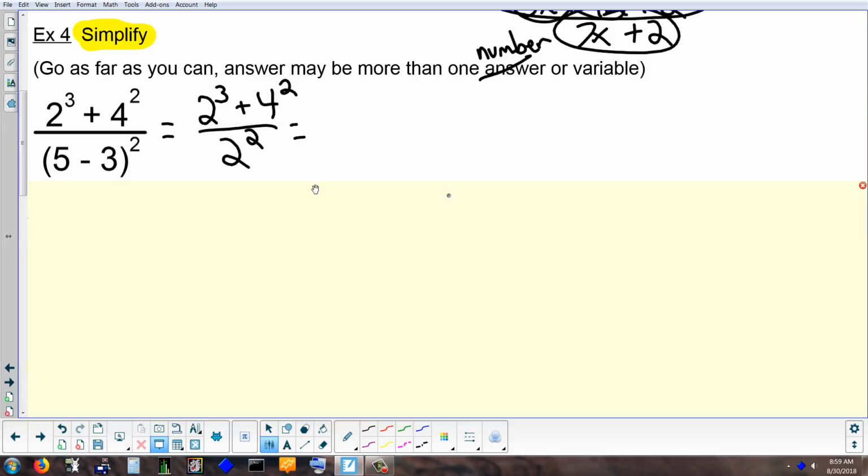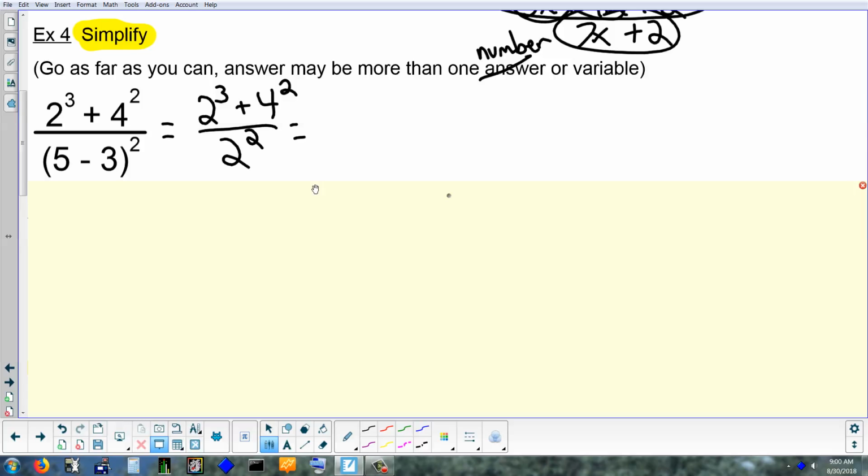So now, what am I going to do next? Exponents. How many sets of exponents do I have? 3, right? I've got this, this, and this. If I was going to read this, 2 to the third power, 4 to the second power, 2 to the second power. Or you could say 2 to the power of 3, 4 to the power of 2. What does 2 to the power of 3 mean? 2 times 2 times 2. Yes, good.